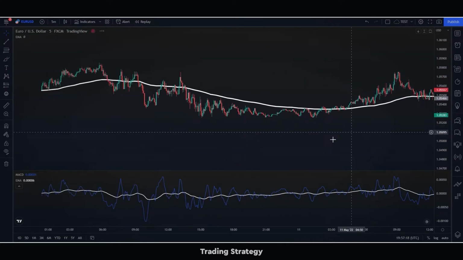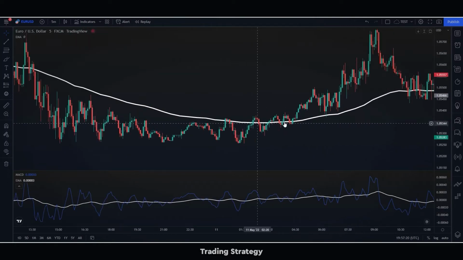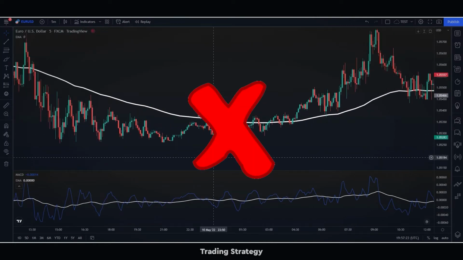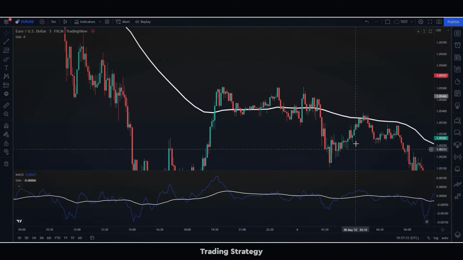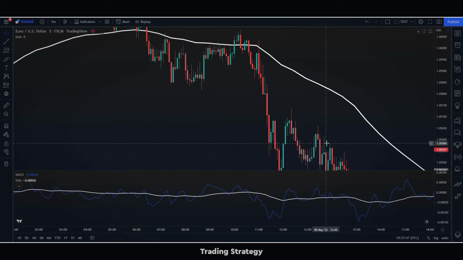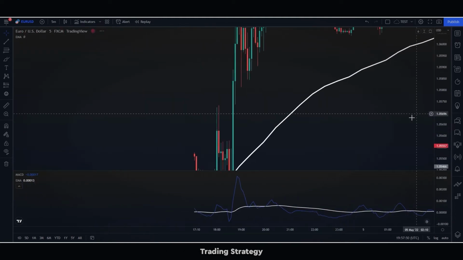For both buying and selling, we will avoid trading if the 50-period EMA is flat, as it may be in this case. We will try as much as possible to have enough angle as it can be in this case.